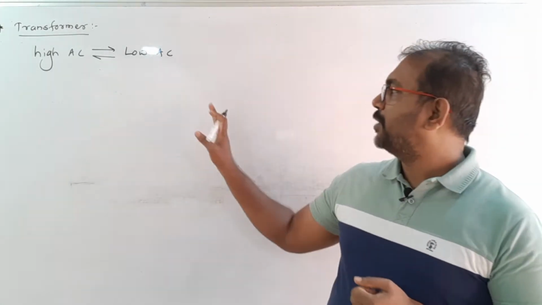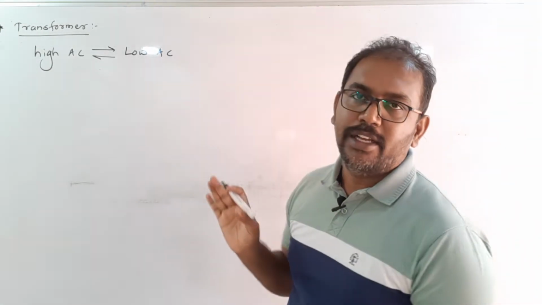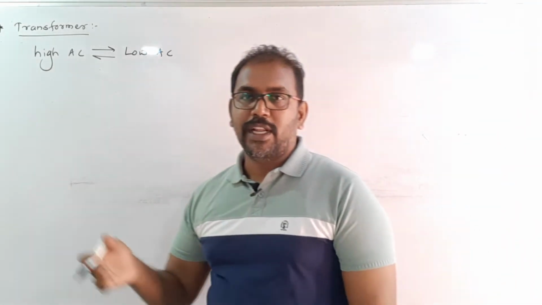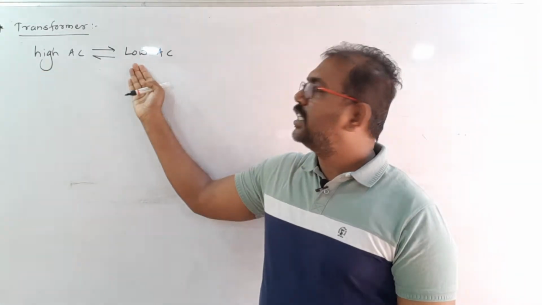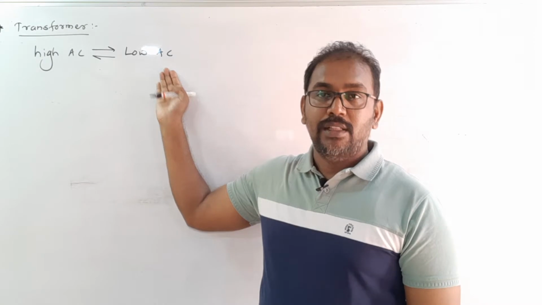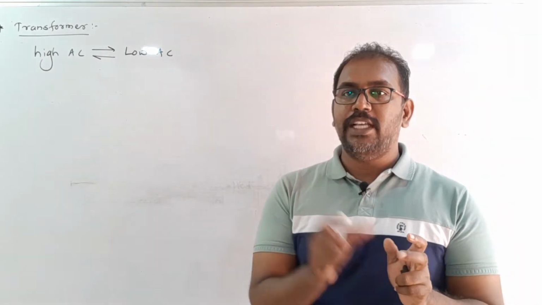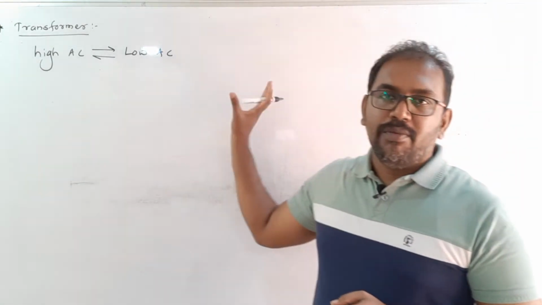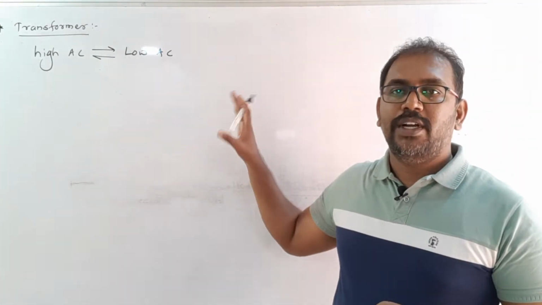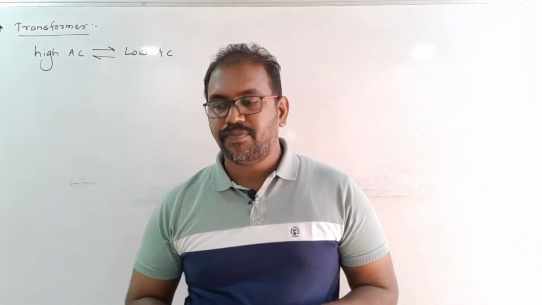For that purpose, we require a transformer, which converts high alternating current to low alternating current. Basically, a transformer can convert 230 volt AC to 6 volt AC. Then after the transformer, we are using a rectifier to convert that 6 volt AC to 6 volt DC, because to charge a mobile battery, we require DC.